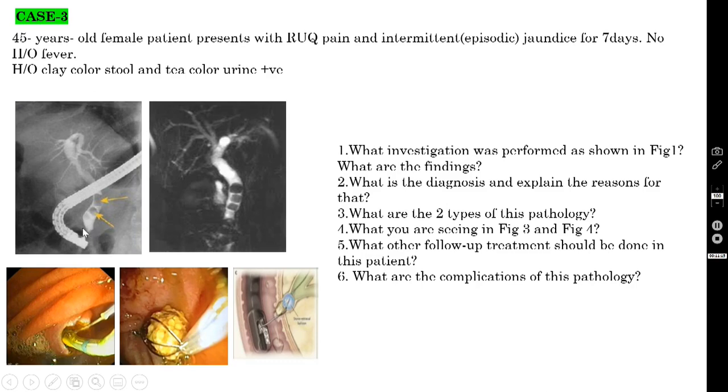So this is figure 1. What investigation is it? It is ERCP. So in ERCP, you are seeing 2 filling defects. You are also seeing dilatation of both extrahepatic and intrahepatic biliary radicals. Both you are seeing. So this filling defect, most probably with this clinical scenario, looks like choledocholithiasis.